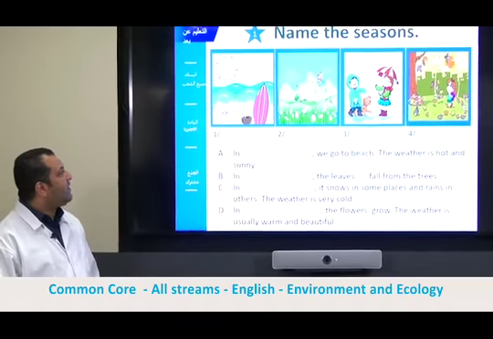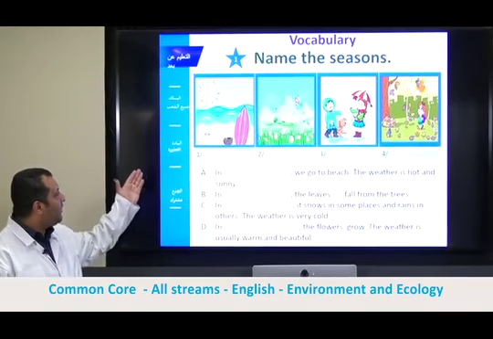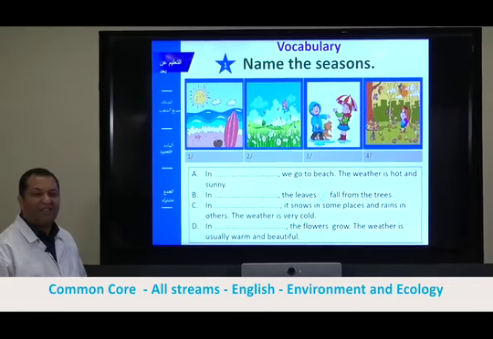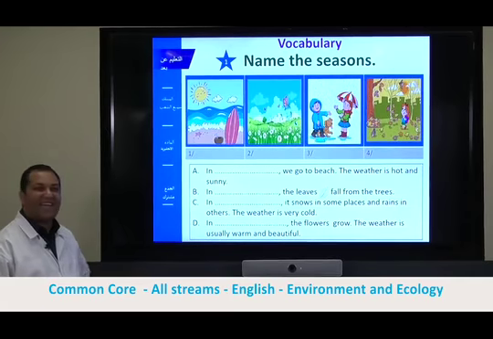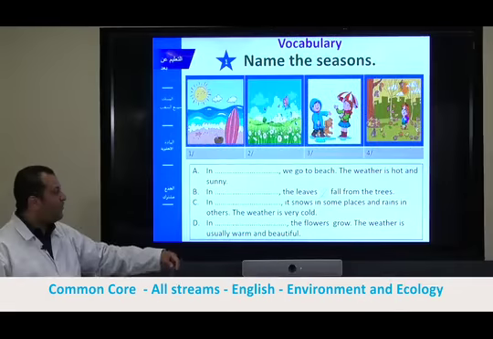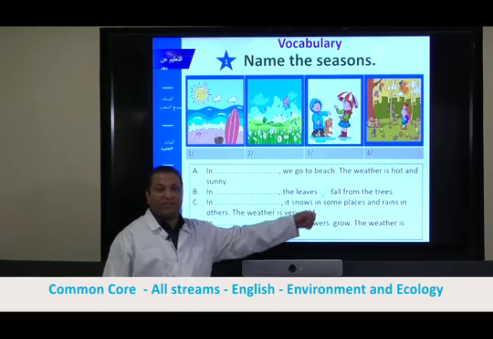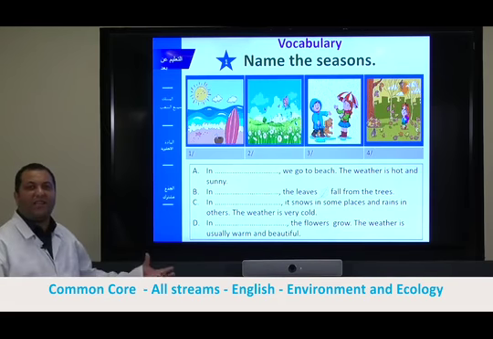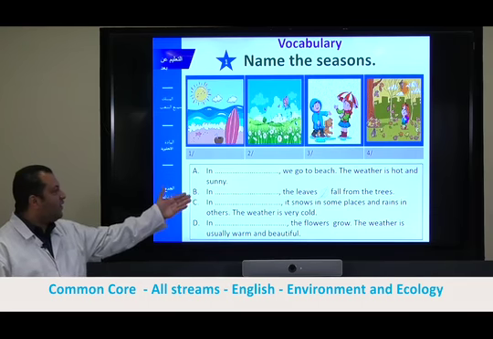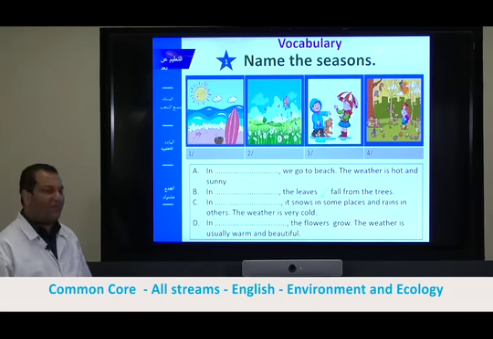Please name these seasons. We have A: in this season, we go to the beach. The weather, the climate, is hot and sunny. Which season is this? From the pictures. B: in this season, the leaves fall from the trees. Flowers have leaves, trees have leaves as well.